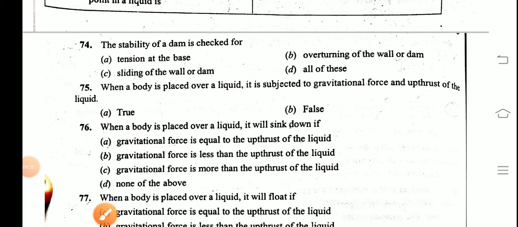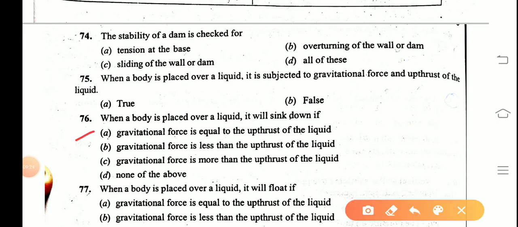Now next, when a body is placed over a liquid, it will sink down if. अगर कोई लिक्विड पे हम बॉडी रखेंगे तो वो किस कंडीशन में सिंक, डूब जाएगा. When the gravitational force is more than that of the upthrust of the liquid. जब ग्रेविटेशनल फोर्स अपथ्रस्ट फोर्स से ज़्यादा होगा उस कंडीशन में बॉडी लिक्विड में डूब जाएगा.